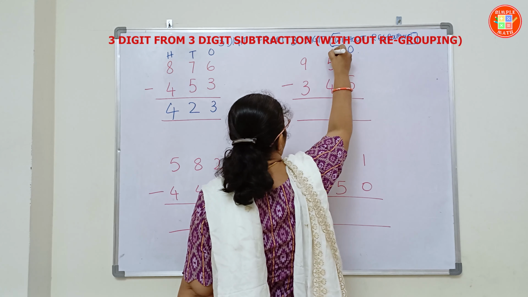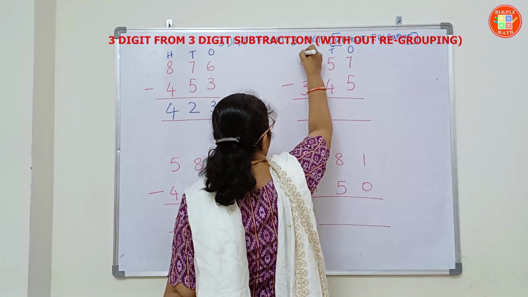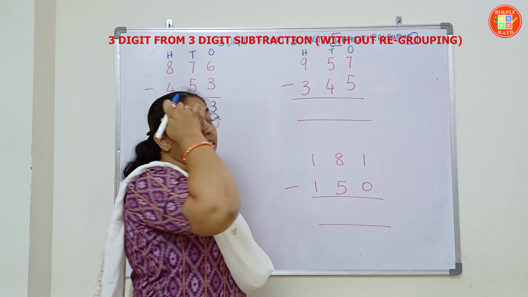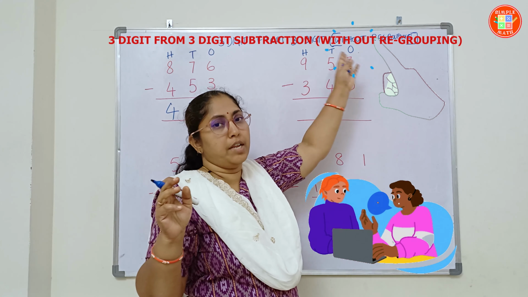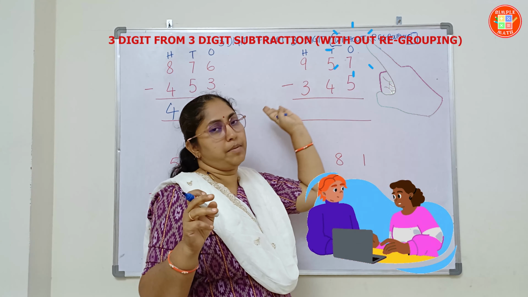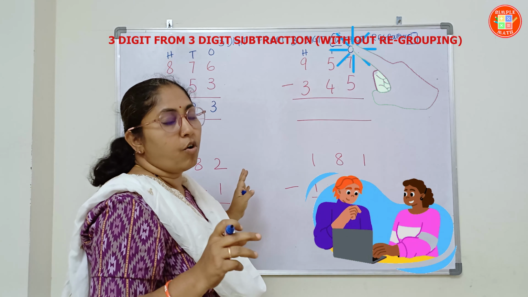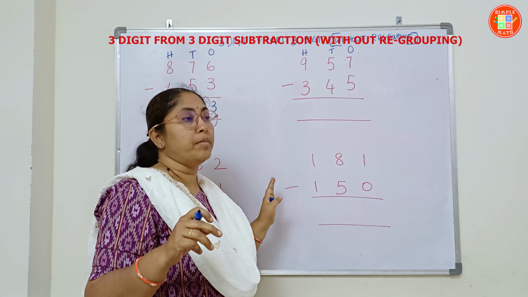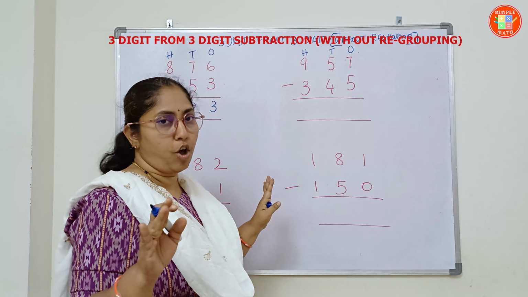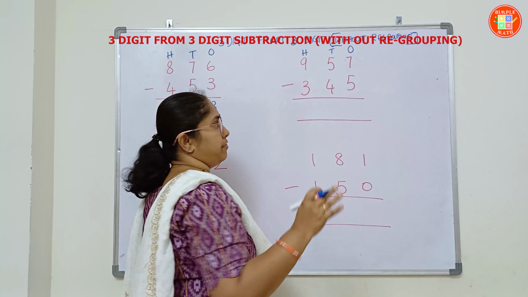Start by marking the ones column, tens column and hundreds column. In higher classes you will not be given these ones, tens and hundreds columns. You should mark them yourself and then start the subtraction. Only in the first class will they give you the ones column and tens column. From second class they won't give you any columns. You have to mark it yourself.